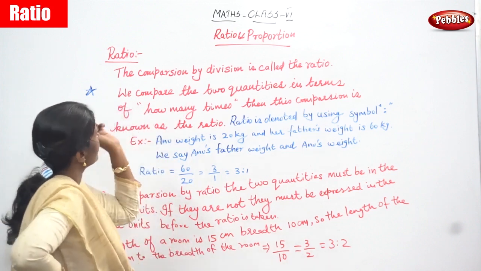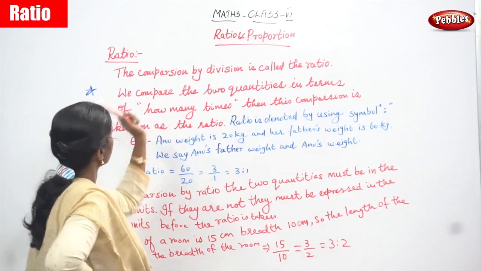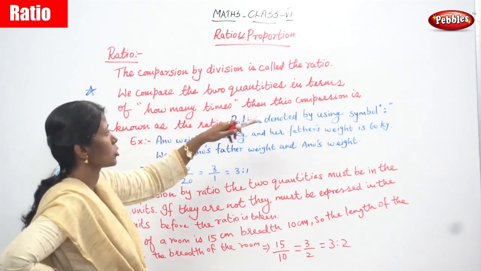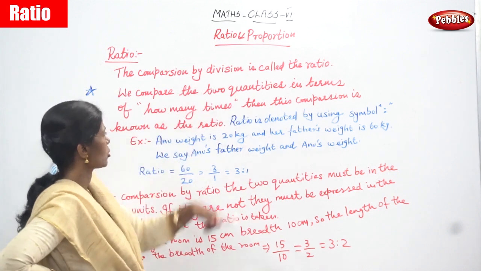Ratio and proportion. Now we are going to move on to the next chapter, ratio. First we must know the definition of ratio. The comparison by division is called the ratio.